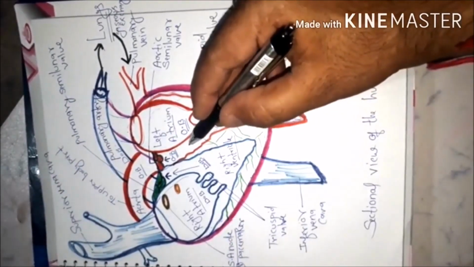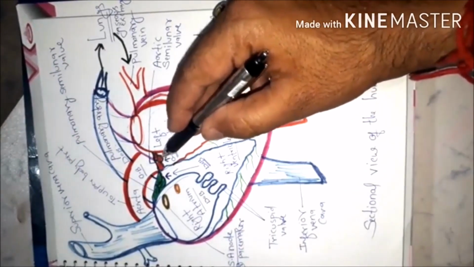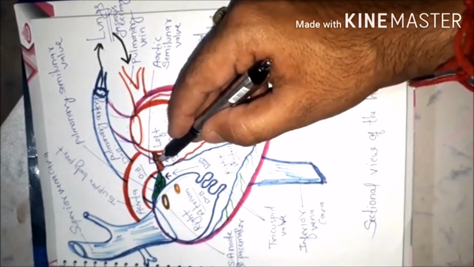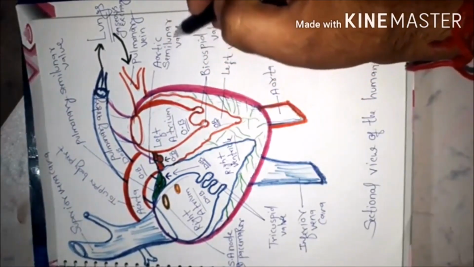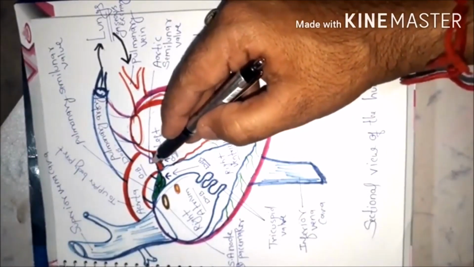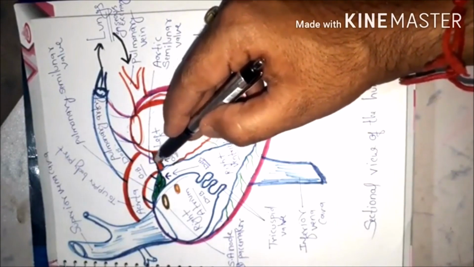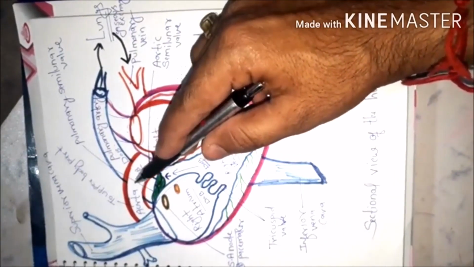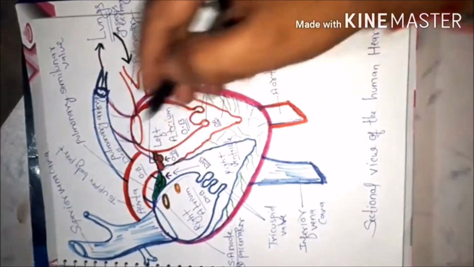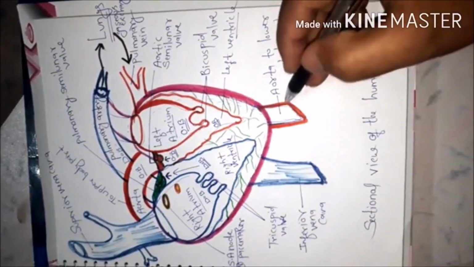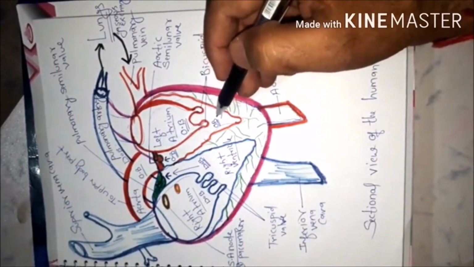Then pressure will be created in the left ventricle and this pressure will be exerted on this valve. This valve is known as the aortic semilunar valve. As a result, this valve will open due to the high pressure of oxygenated blood, and all the oxygenated blood goes into the aorta, to the upper part of the body, and through this aorta, all the oxygenated blood goes into the lower part of the body as well.